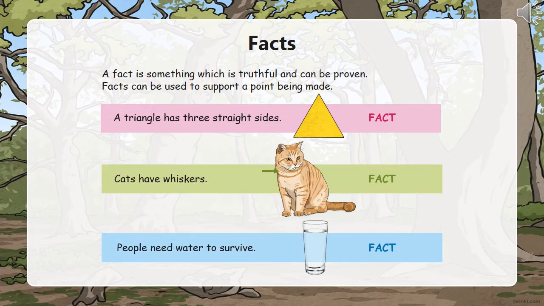Next we have facts. A fact is something which is truthful and can be proven. Facts can be used to support a point that is being made. For example, a triangle has 3 straight sides. That is a fact. Cats have whiskers. That is a fact. People need water to survive. We know that is a fact.